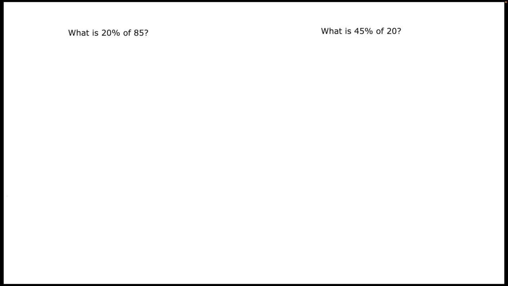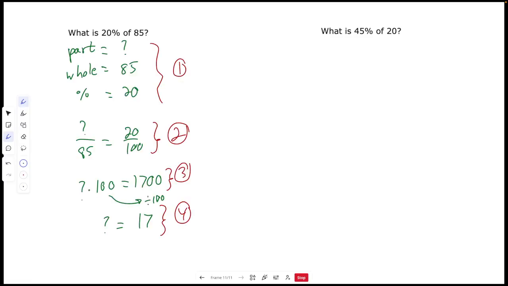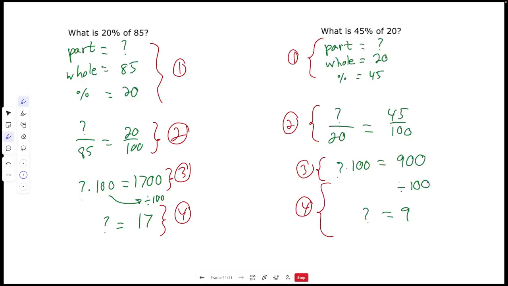Okay, now that you've had a chance to try these problems, let's check your solutions. For the first problem, here is the work. You should have ended up with a final answer of 17. And for number 2, here's the work. You should have ended up with your final answer of 9.